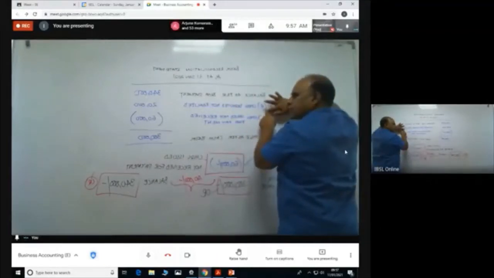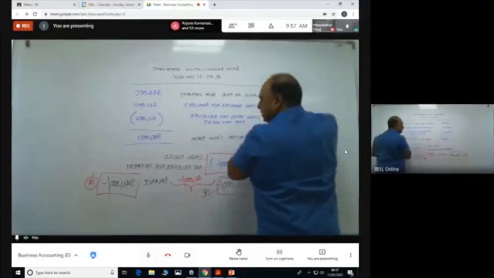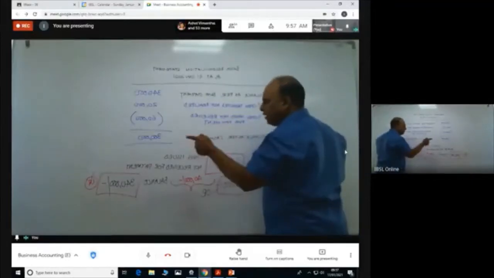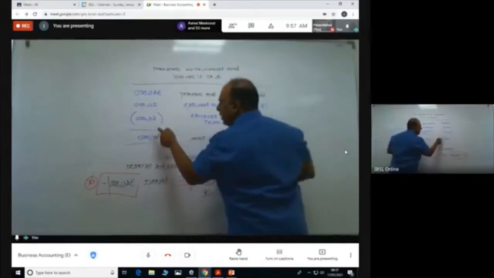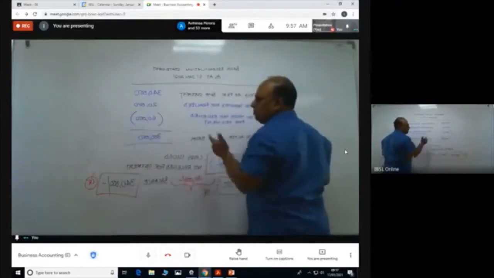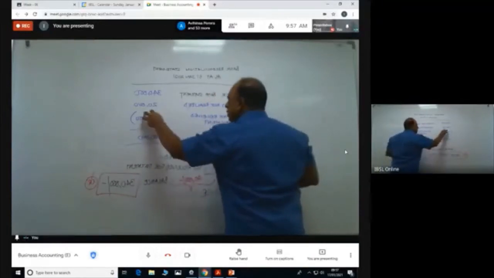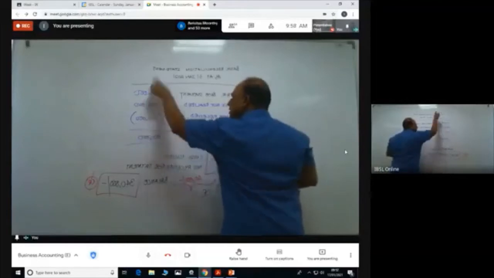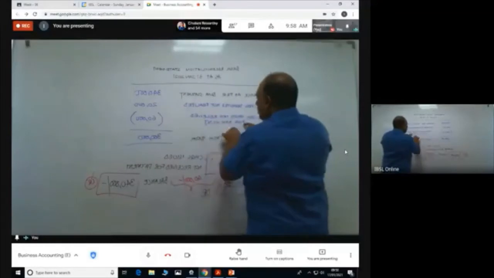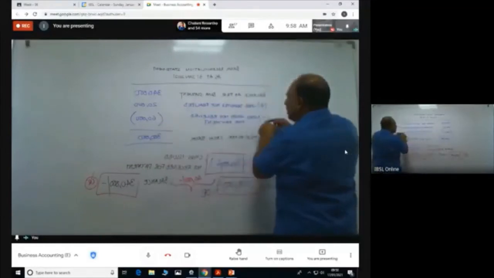Then when I look at this, checks issued not received for payment. When I gave the check, I have already gone and deducted it from here. So my balance has already come down by this amount. But the bank didn't get this. So as a result, their balance is higher. So what do I do? Checks issued not received for payment, I will come and deduct it.